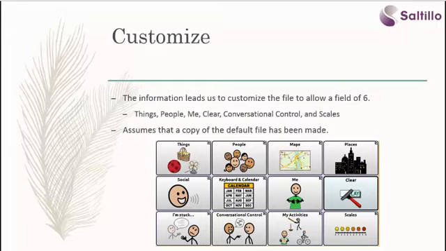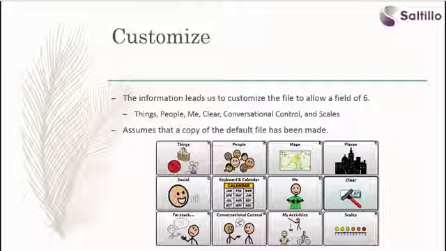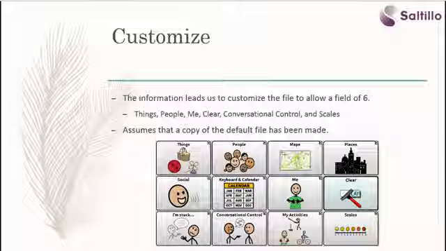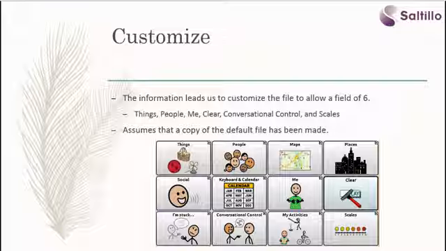By using the client information form and the Kaya AAC resource, I might have determined that my client may benefit from a more limited grid size at this time. For this example, we will create a 6-location grid. We will keep these 6 buttons: Things, People, Me, Clear, Conversational Control, and Scales. Let's take a look at how we would customize the grid.